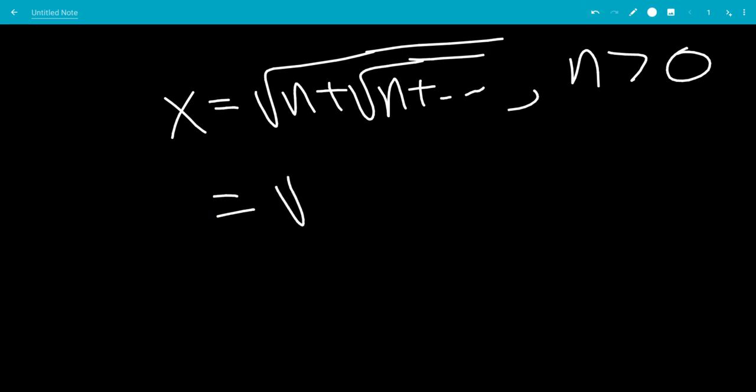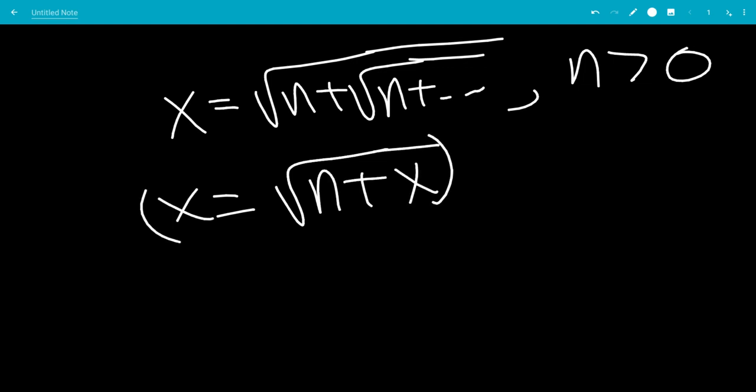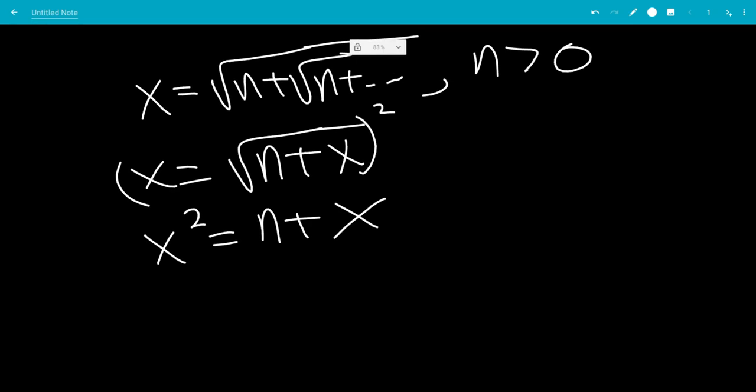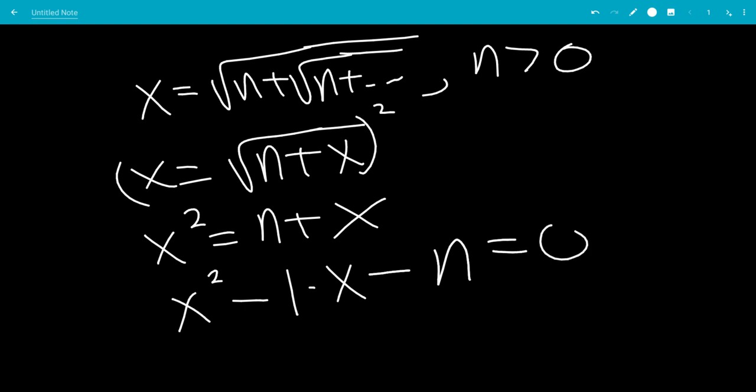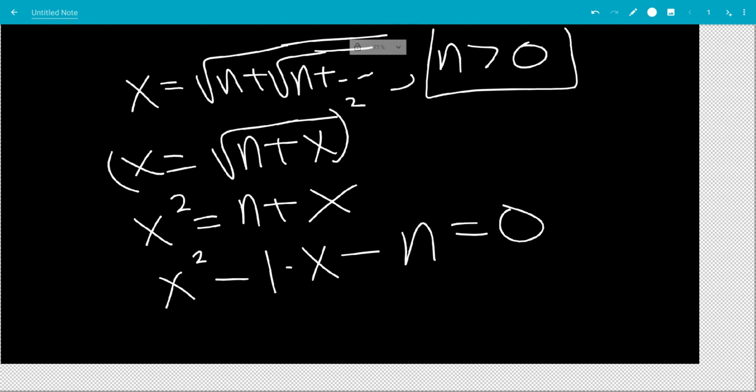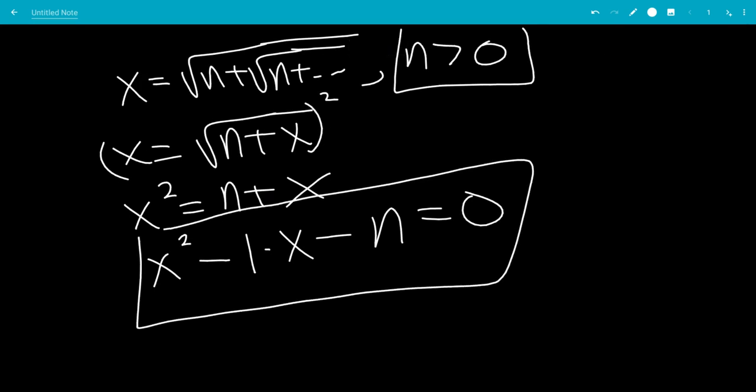Okay, now we're going to see that this term right here is still x. So this will be the square root of n plus x equals x. We're going to square both sides. So this will be x squared equals n plus x. So the exact form we want is x squared minus 1 times x, so this minus 1 will be the coefficient of the x term, minus n equals 0, and n is bigger than 0. So this is the form we want.